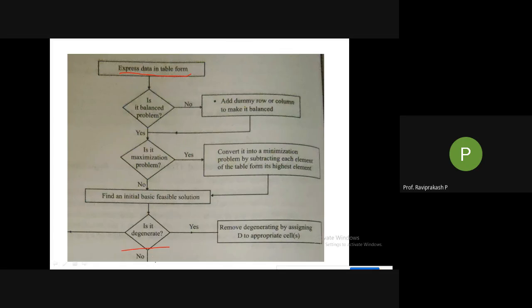So till here you should know first whether it is in a tabular way or in a paragraph form. So make it in a tabular column or a table format. Then, is it balanced or not? If yes, continue. If no, balance it. Then check whether it is a maximization or a minimization problem. If maximization, convert it into a minimization problem. Then find a basic feasible solution. So this is basically the procedure in a flowchart format.